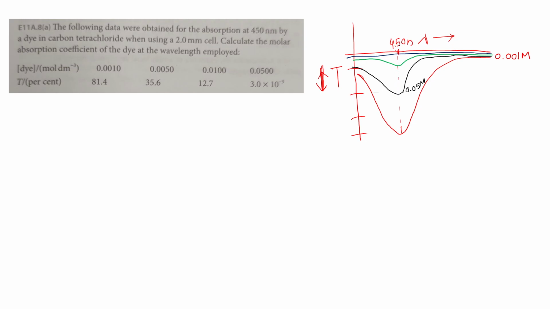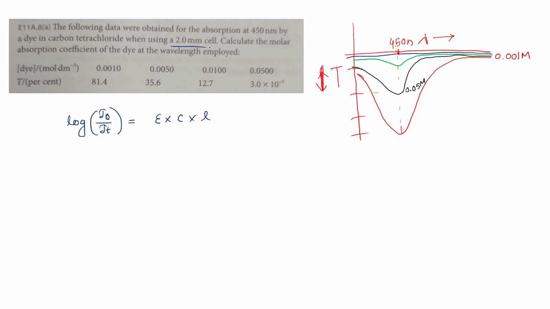Comparing to this. But what do you expect? What does your epsilon value depend on? Let us see. Your formula is something like A = log I0 by IT, right? Is epsilon into C into L, right?